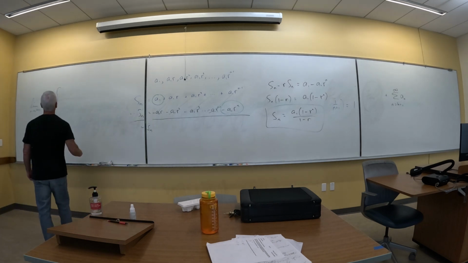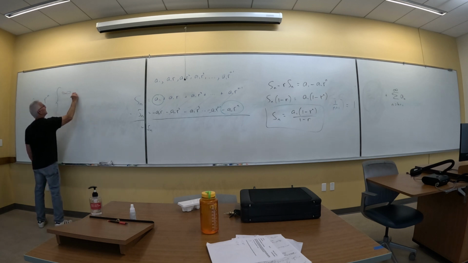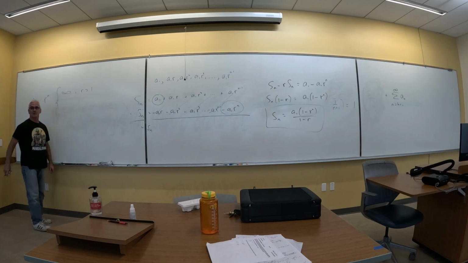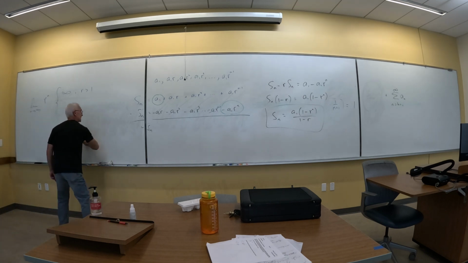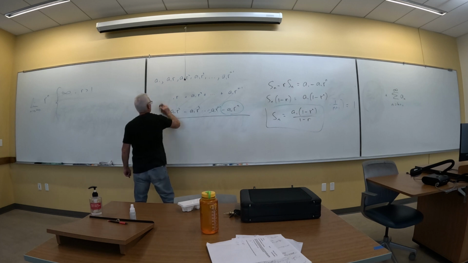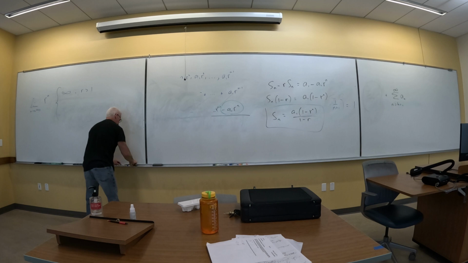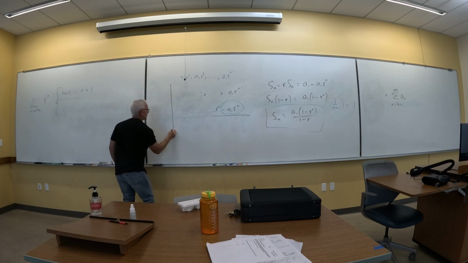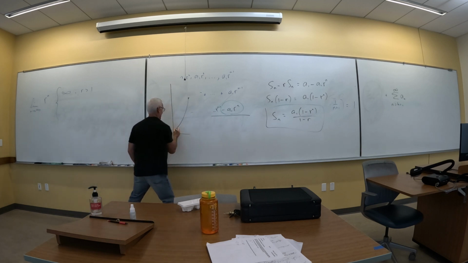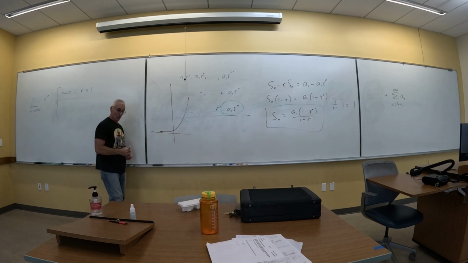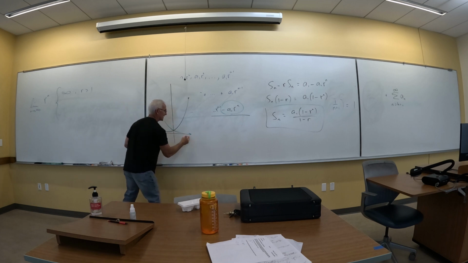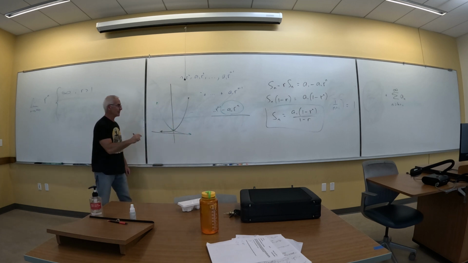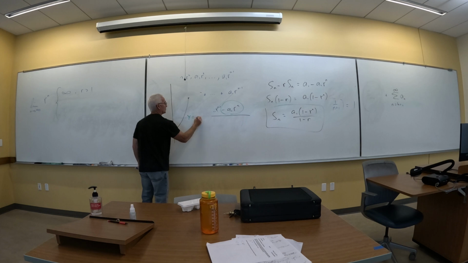I think we all agree that this limit would be infinity if R is greater than 1. Why? Because it's really simple. What is the shape of an exponential function? Exponential functions only have two shapes, and we did this way back at the beginning of the course. Either it diverges to infinity, that's called exponential growth, or it goes toward zero, and that's called exponential decay.